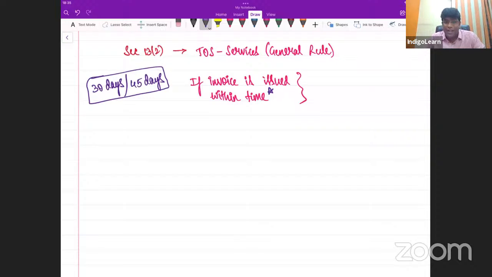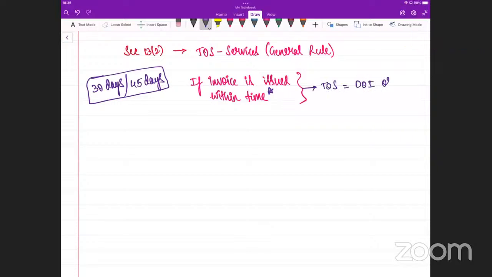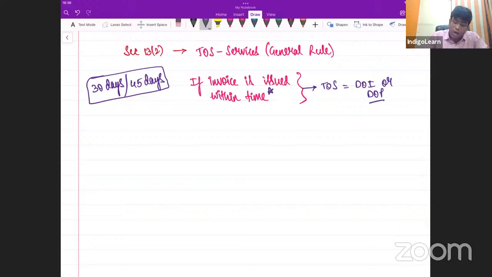And what they told in the law is that if invoice is issued within time, then straight away time of supply will be date of invoice or date of payment, whichever is earlier. Since they told whichever is earlier, if payment is earlier, that only will become time of supply. So if any payment is received in advance, then the advance date only will become time of supply.